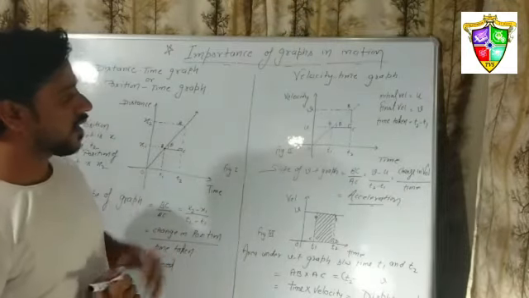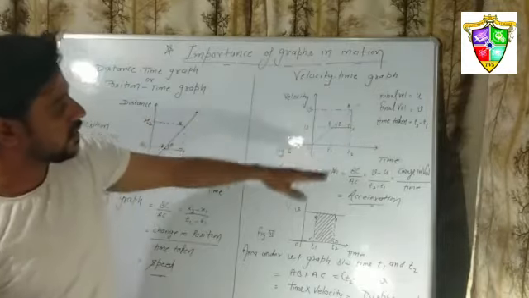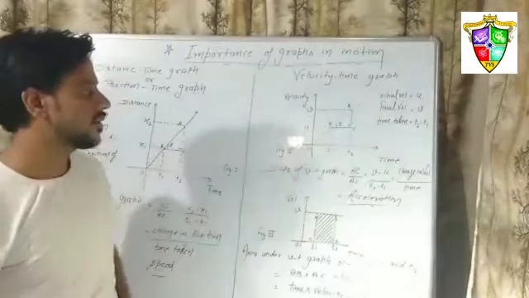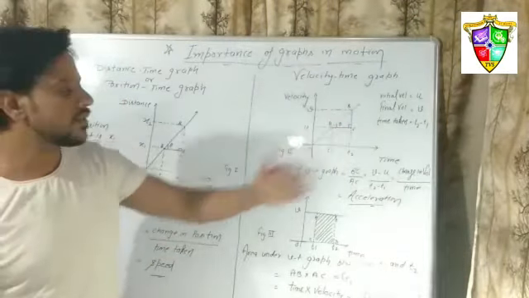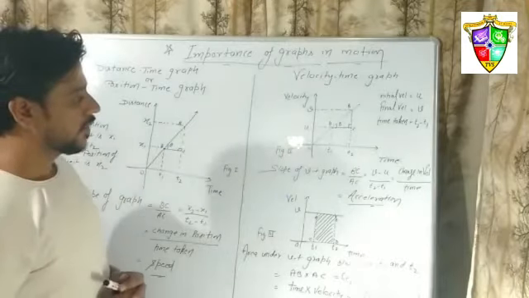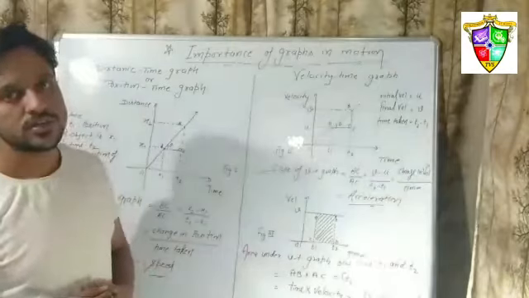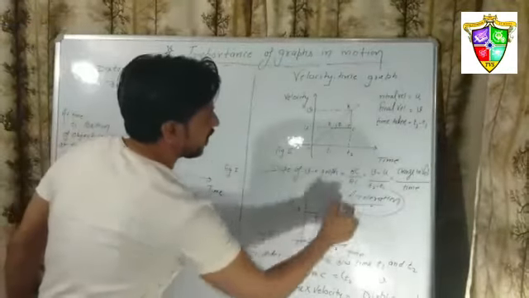So the slope of this graph is similarly BC upon AC, perpendicular upon base. BC is v minus u and AC is t2 minus t1. Students, v minus u is the change in velocity, final velocity minus initial velocity, and this change in velocity upon time is acceleration. So the slope of velocity time graph gives us acceleration.